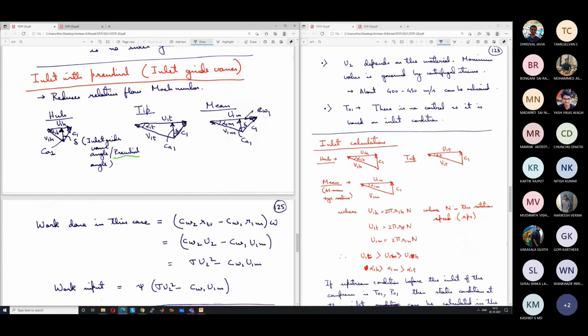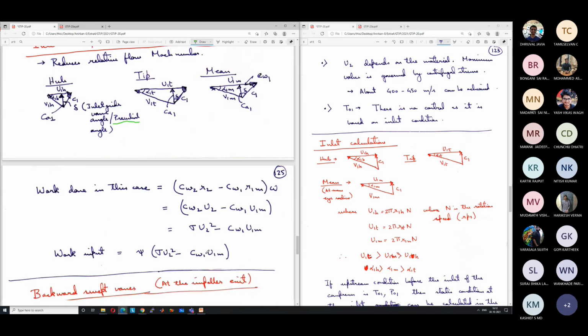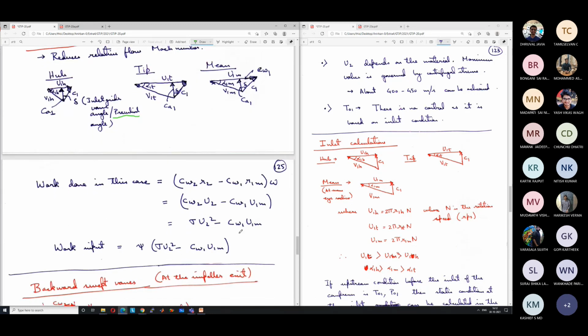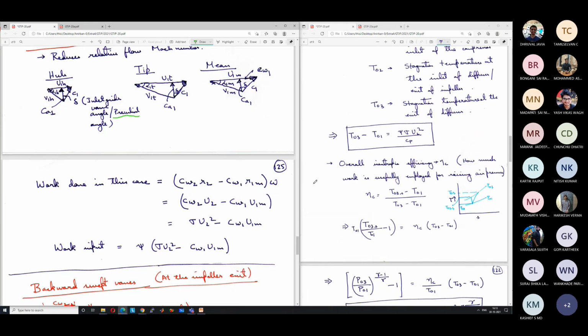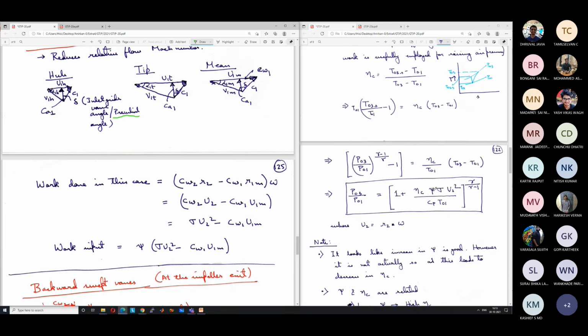Work done in this case is Cw2 R2 minus Cw1 R1 mean into omega, which is equal to Cw2 U2 minus Cw1 U1 mean, which is equal to sigma U2 square minus Cw1 U1 mean. So the actual work input, considering the power input factor, is psi sigma U2 square minus Cw1 U1 mean. From this we can find that T03 minus T01 will be psi sigma U2 square minus Cw1 U1 mean divided by Cp. And the pressure rise will be 1 plus eta C psi sigma U2 square minus Cw1 U1 mean divided by Cp T01, whole to the power gamma by gamma minus 1. This is how it will change.